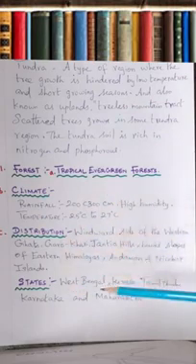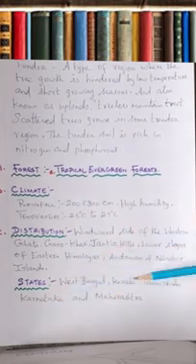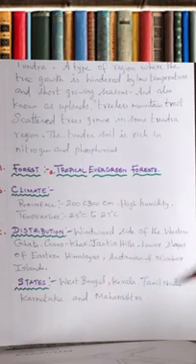States: West Bengal, Kerala, Tamil Nadu, Karnataka, Maharashtra. I have given you 5 states. Out of this, you can choose and write any 3 states.